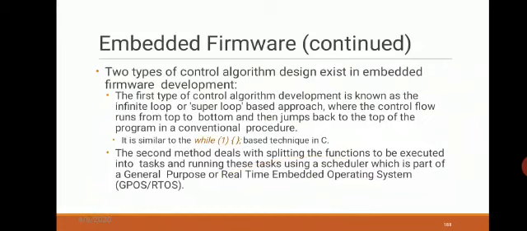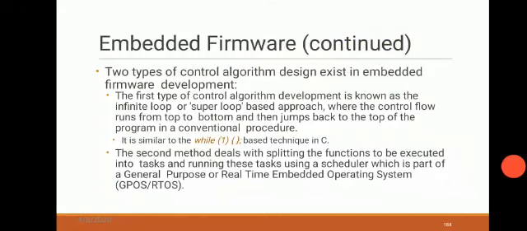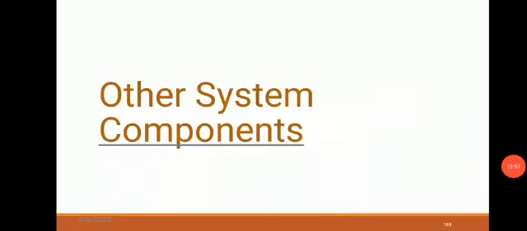The second method deals with splitting the function to be executed into tasks and running these tasks using a scheduler, which is part of a general purpose or real-time embedded operating system. The first approach is the infinite loop, the super loop. The second approach is splitting the function into a number of tasks and then executing those tasks on a scheduler basis. So it is not continuous. Whenever we want, we execute it, but in the earlier case it will execute all the time. This one executes according to the scheduler, which is a part of the operating system.